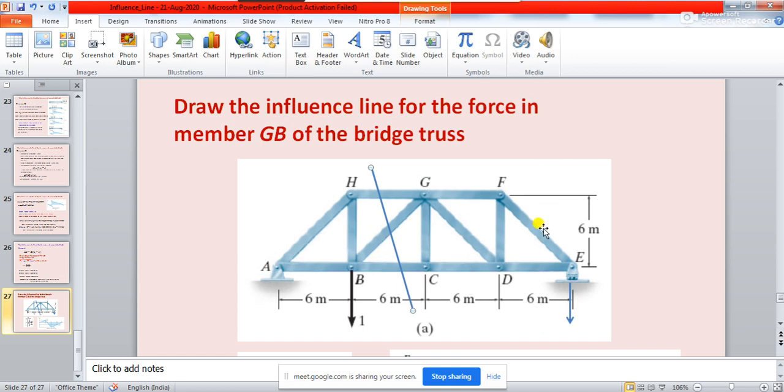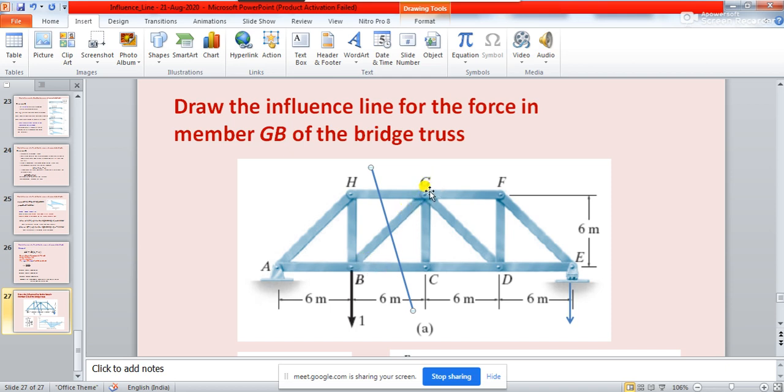You will get two different parts of the truss. After this sectional division of the total truss body, you can get the free body diagram for the two parts of the truss, and from the free body diagram you should be able to find the force in the member GB. So step by step we will now try to understand how to find the influence line diagram for this member GB.